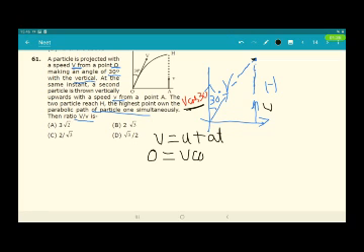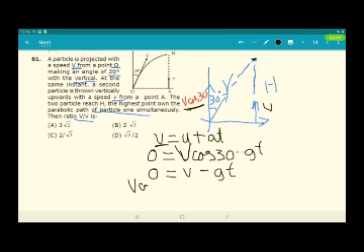Now over here I will take the vertical components of both the particles. For the first particle, let me take v is equal to u plus at. At the highest point, the velocity is 0, so the final velocity is 0. Initial velocity is V cos 30 minus gt. Now let me take the second particle. Similarly, the second particle also has the velocity 0 at the highest point. Initial velocity is v minus gt.